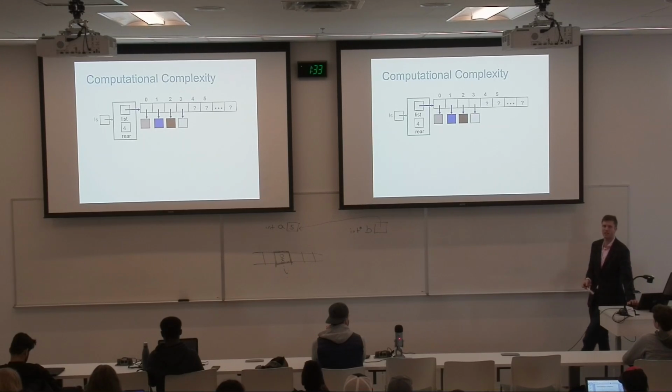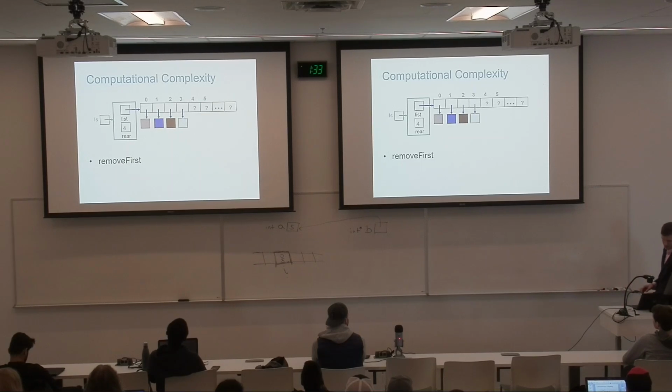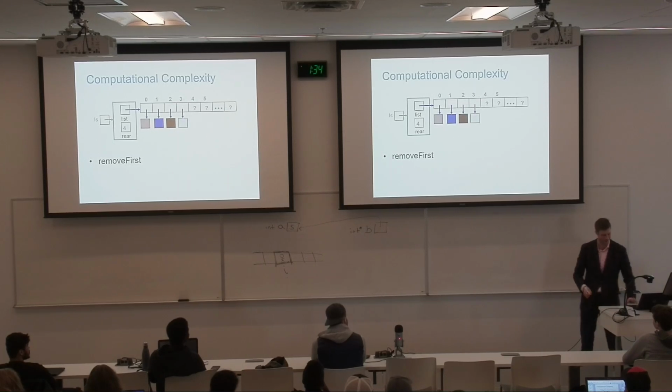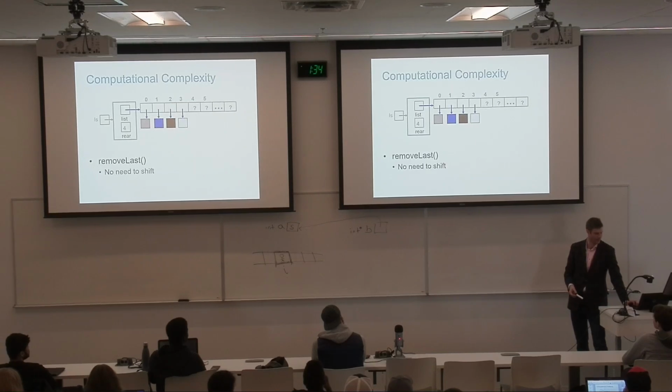So computational complexity, here's a quick quiz. What's the computational complexity if I have a list here? I guess this is an index list. What's the computational complexity of removing the first? 1. You're all wrong. Why? Because we have to shift everything down. We need to shift, order it. Remove last. 1. Yeah, we don't need to shift. We're good.